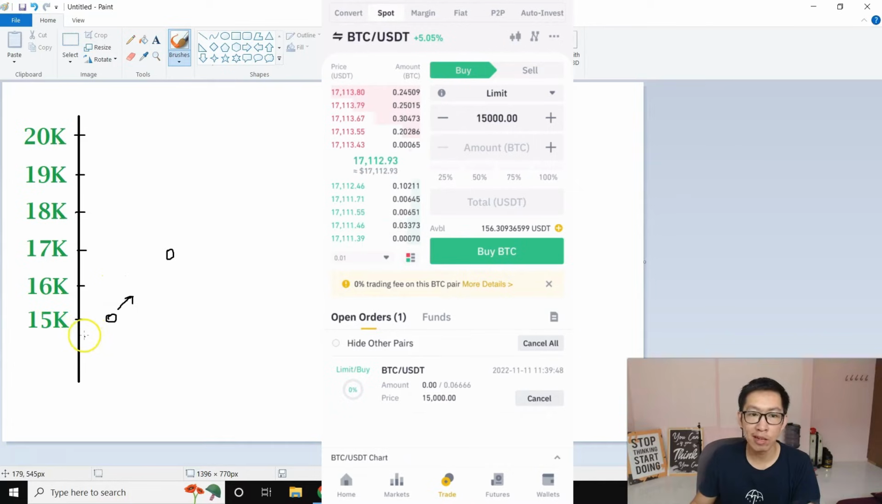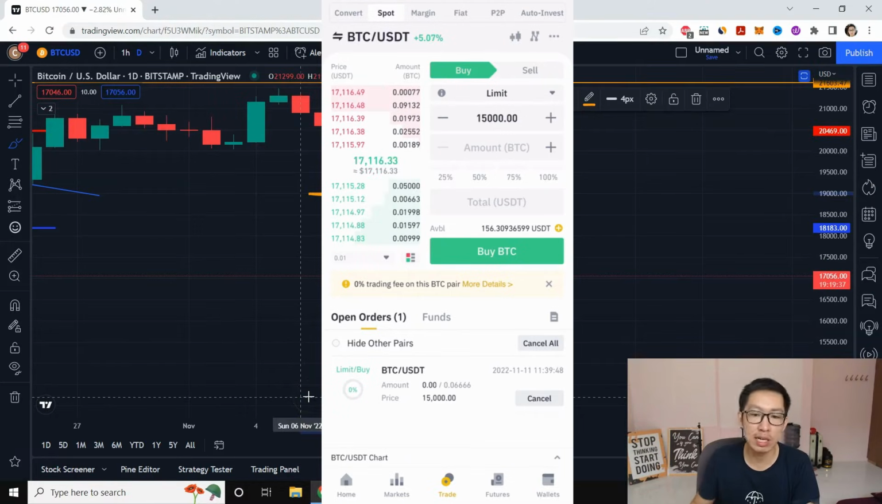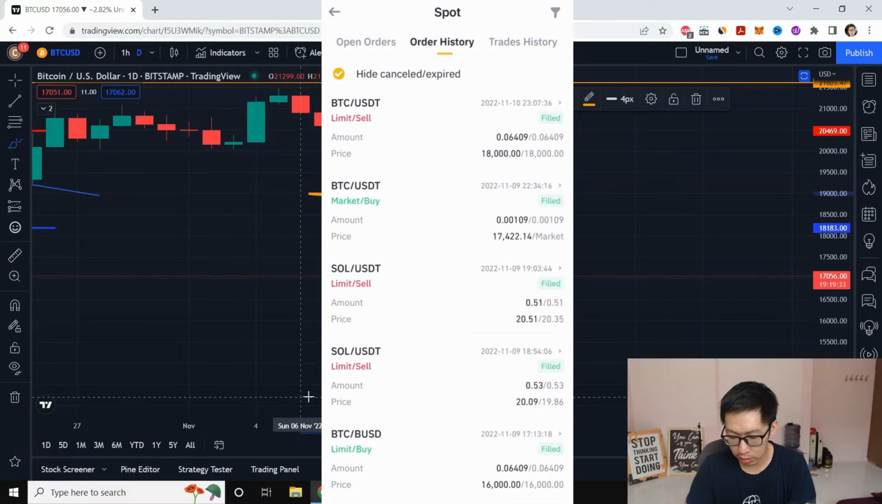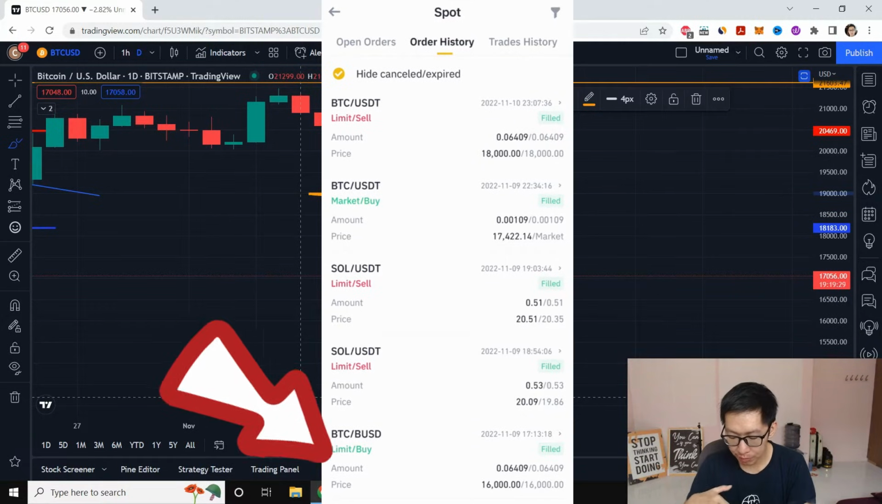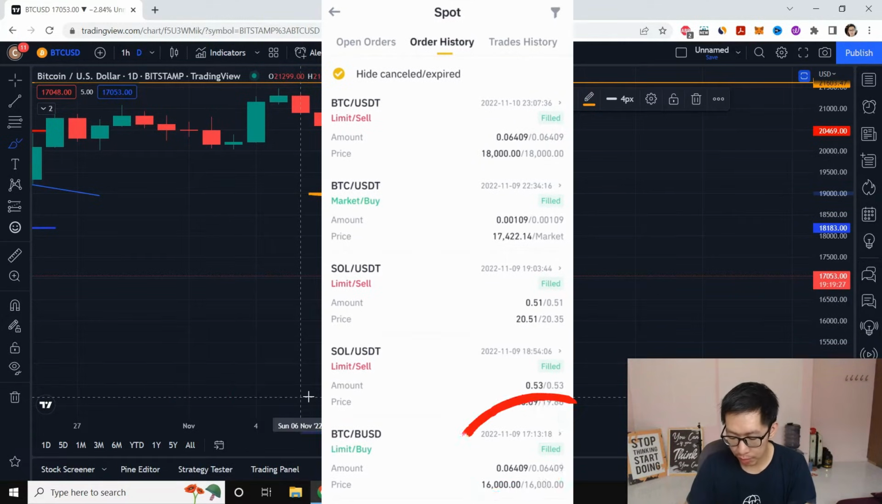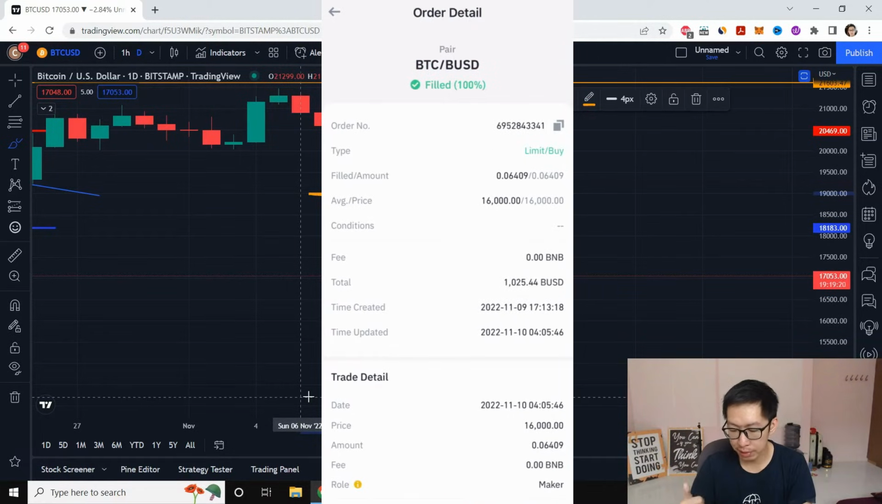All right. What if it goes down? Well, you just have to wait for the next bull market. So that's the strategy, guys, and I will show you the proof. Here's the order history. You can see here on November 9th, I bought 0.064 of Bitcoin at 16,000. Okay, at Bitcoin price 16,000.